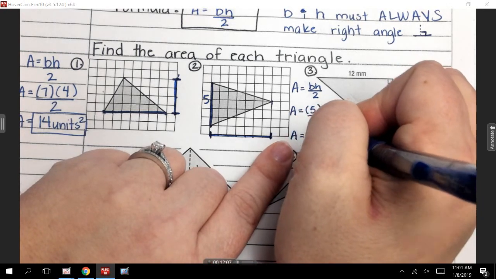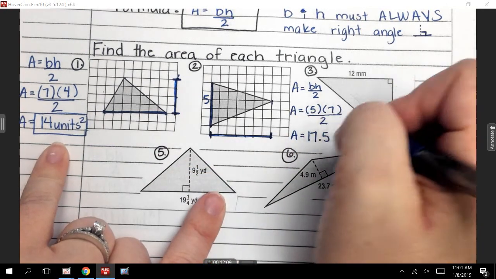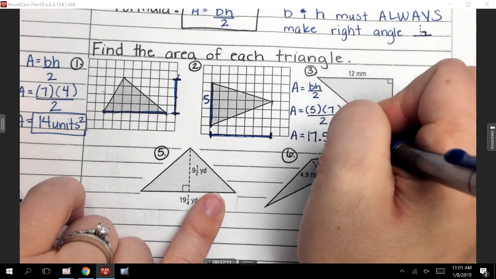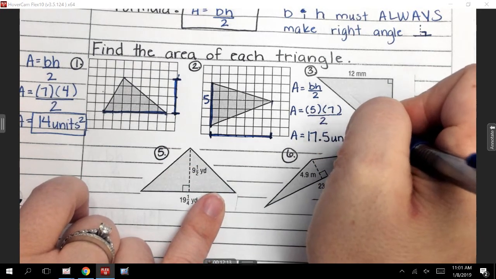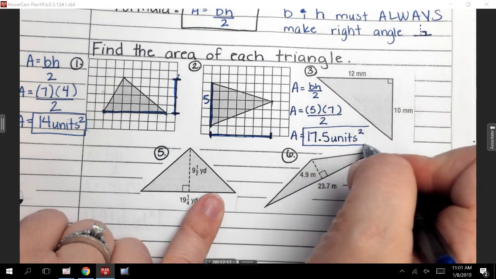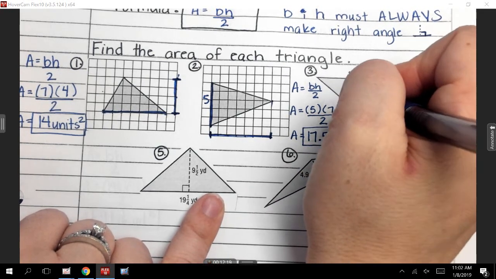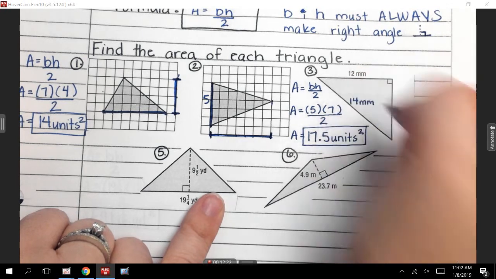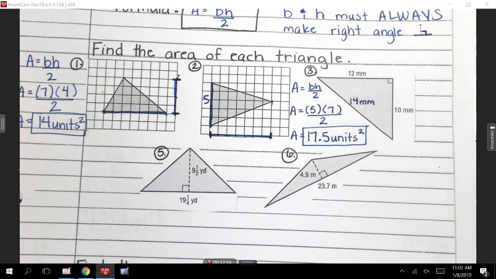17.5. Do you remember what word we write next to that? Units with the 2. Units squared. And make sure that 2 is up in the corner. Remember, not just next to it, but up in the corner. All right, I want us just to talk about this. We're not going to work it out. And you see I added a third number because sometimes on your homework the book likes to add a third number, doesn't it? It tries to trick you.